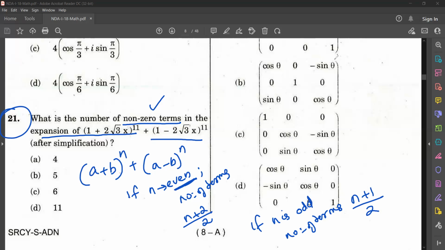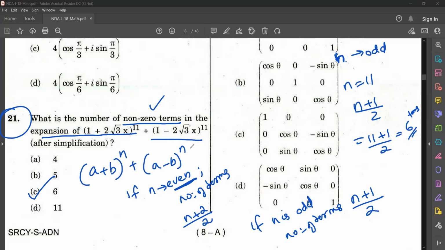Here n is odd, isn't it? So the number of terms will be (n plus 1) by 2. What is n here? n is equal to 11. So (11 plus 1) by 2, that is 12 by 2. So totally 6 terms. That is option C. Option C is the correct answer.